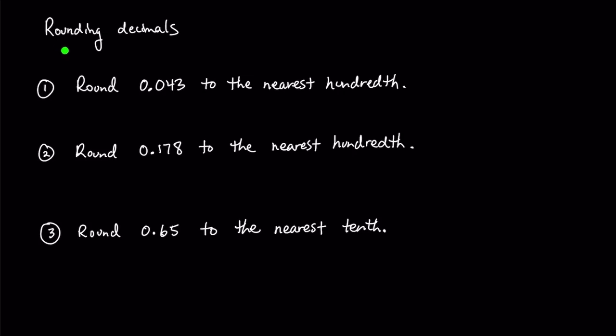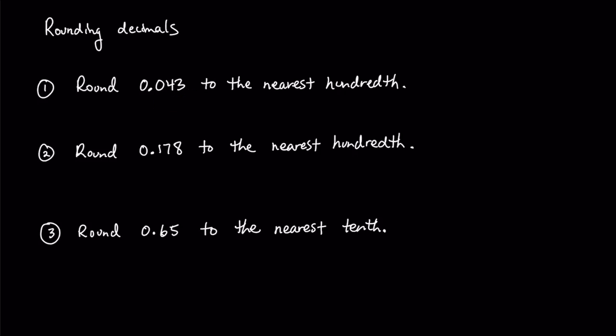Let's recall how to round decimals. With decimals, remember these are place values that are smaller than the ones place. This is the tenths place right here, this is the hundredths place, and this is the thousandths place. If there was a fourth position after the decimal, it's called a 10,000ths place.